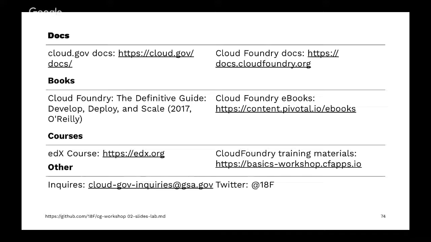Pivotal also publishes some ebooks that are available for free download about how to write applications for cloud.gov, and what it means to be cloud native. There are some courses available. The one from edX is available free. The training materials from some of the Cloud Foundry summits are quite good. In fact, I borrowed from them very liberally in putting together this workshop. They are released under an Apache license, so I think that's okay. But it goes in a somewhat different direction with some of what they're trying to demonstrate.